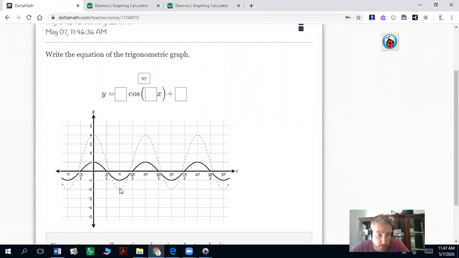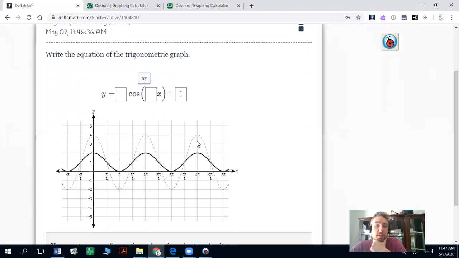If you look at the max and the min, it bottoms out at -2 and it tops out at 4. If you go up 3, you're at 1, and if you go up another 3, you're at 4. So 1 is your midline. So you want to do +1 at the end. Y = 1 is your midline. So you click try, and that'll shift it up, but you're still not done.